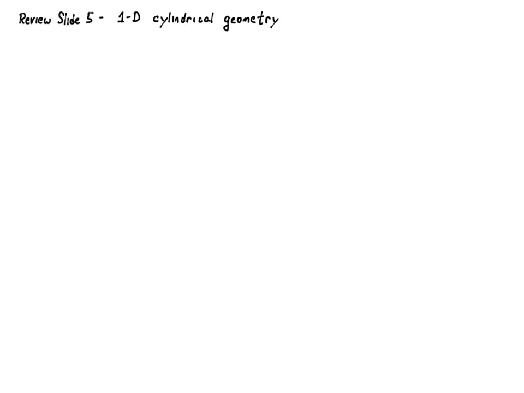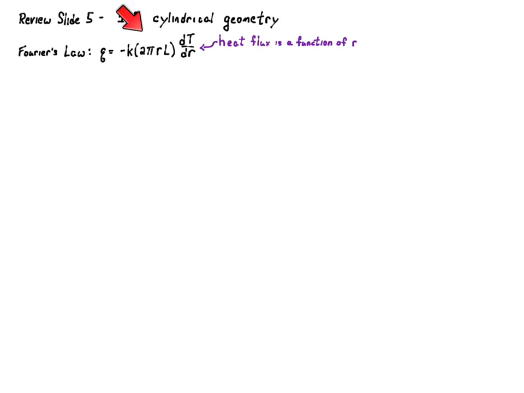For this fifth review slide, let's take a look at conduction through a 1D cylindrical geometry. In this case, we can write Fourier's law, but the area term becomes 2 pi r L, where L is the length of the cylinder. Now, because the area will vary as a function of r, the heat flux would also be a function of r, because obviously the area term is a function of r.